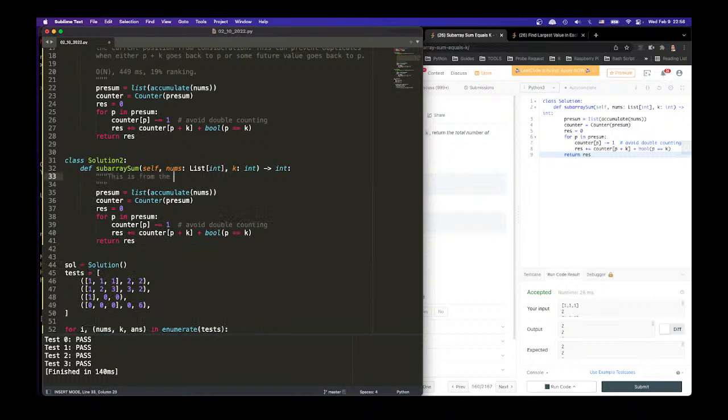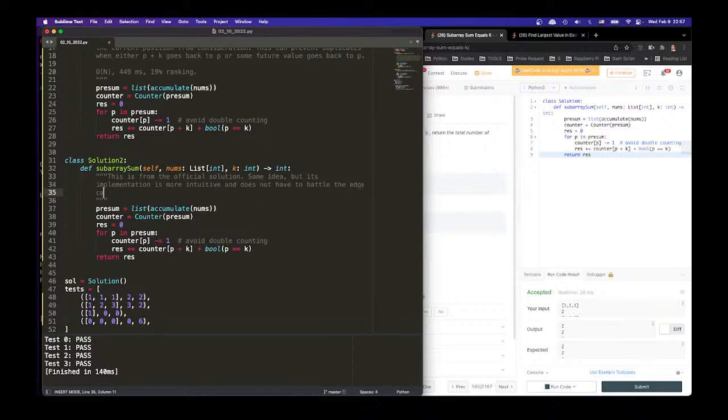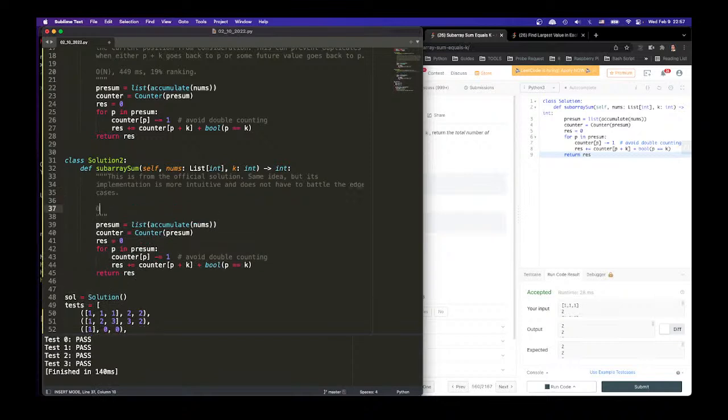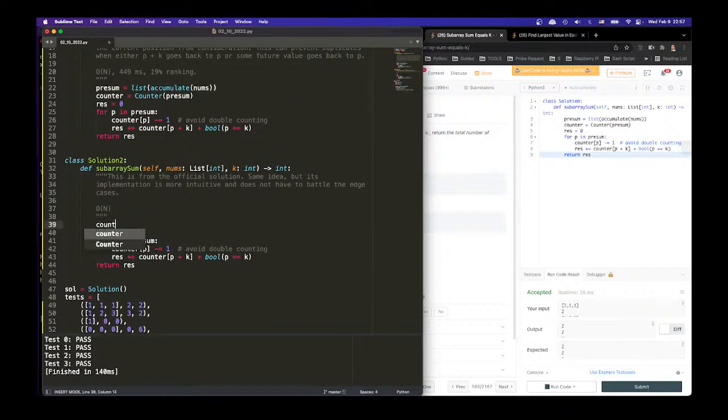This is from the official solution. Same idea, but its implementation is more intuitive and does not have to battle the edge cases. So we don't do this. We have the rest. We did the counter equals counter, and we're going to put a 0 in there.